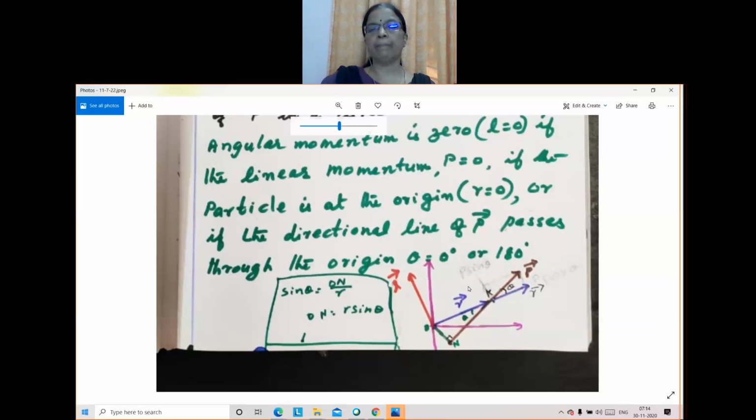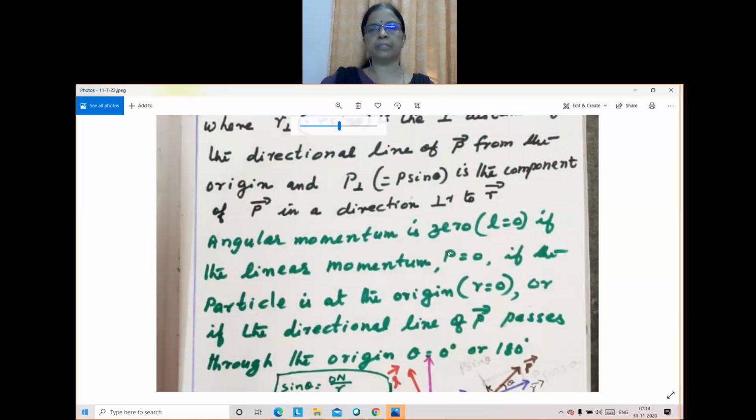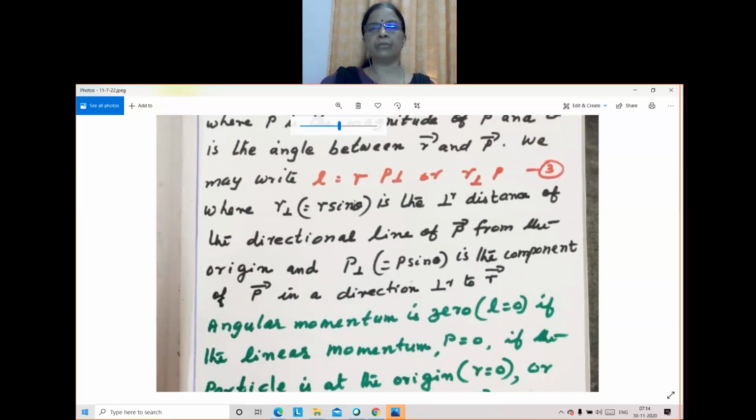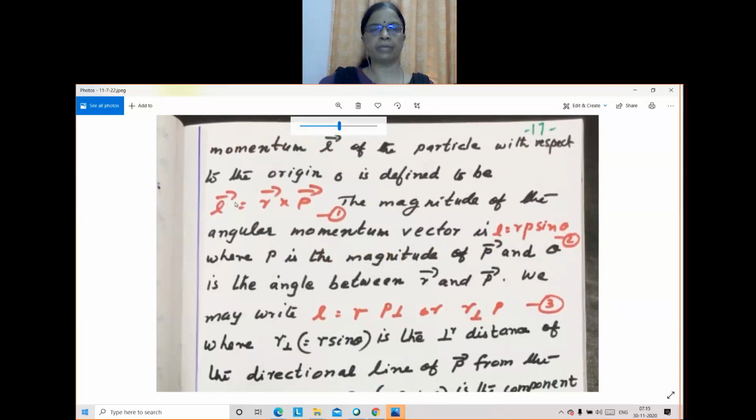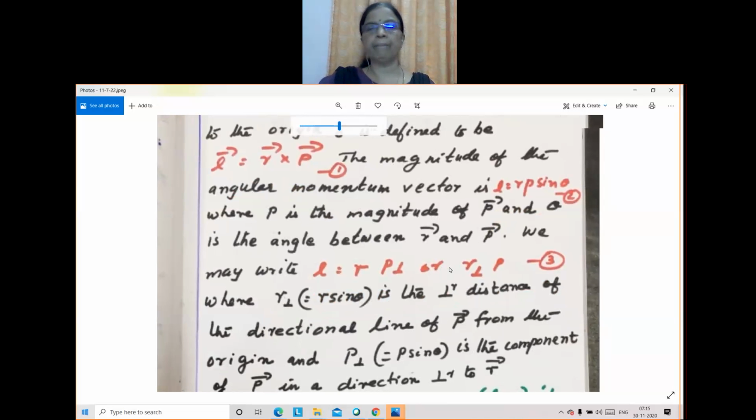So which component do we need to find the angular momentum? We need p sin theta. That is why it can be written as r into p perpendicular. That is one method. Or you can write p into r perpendicular. Both ways you can express it: the magnitude of angular momentum is equal to rp sin theta, and angular momentum is a vector quantity. Its direction is perpendicular to both r and p, and it is given by the right-handed screw rule or the right-handed thumb rule. Both can be used.